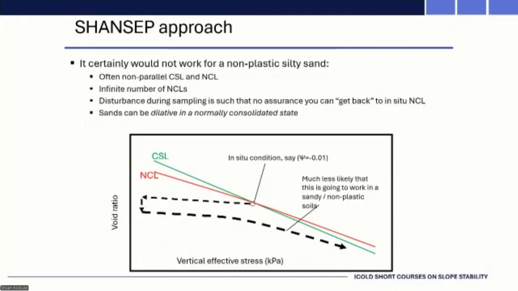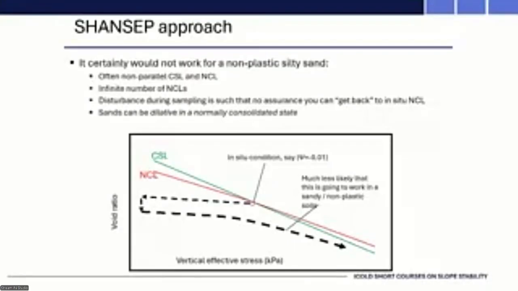And here's an example. So you've got the normal consolidation line being curved. You do the same kind of sampling, reconstituting, but maybe it never rejoins that normal consolidation line, at least in the stresses that are accessible in the laboratory. So you might have non-parallel lines, you might have a range of potential normal consolidation lines, you might get dilative type behavior, so the approach is clearly limited to certain conditions.